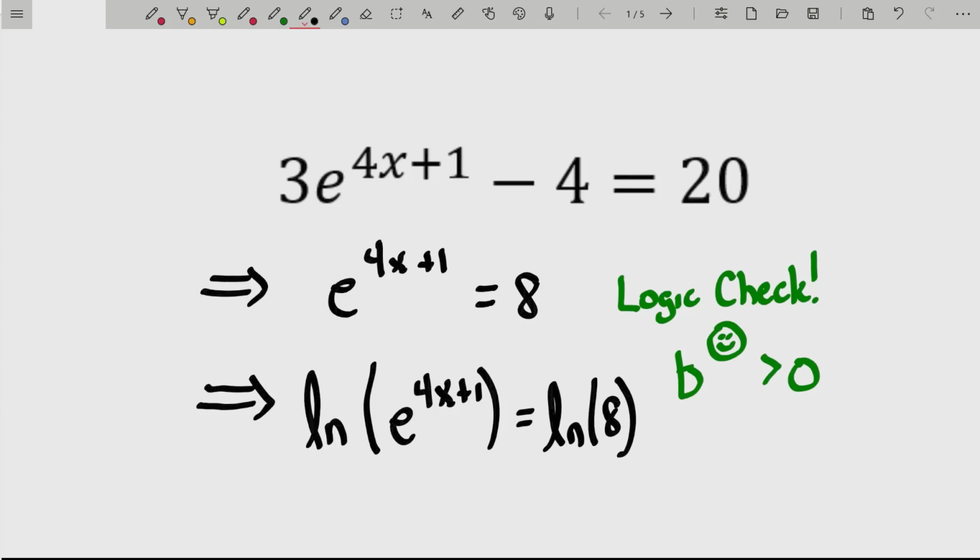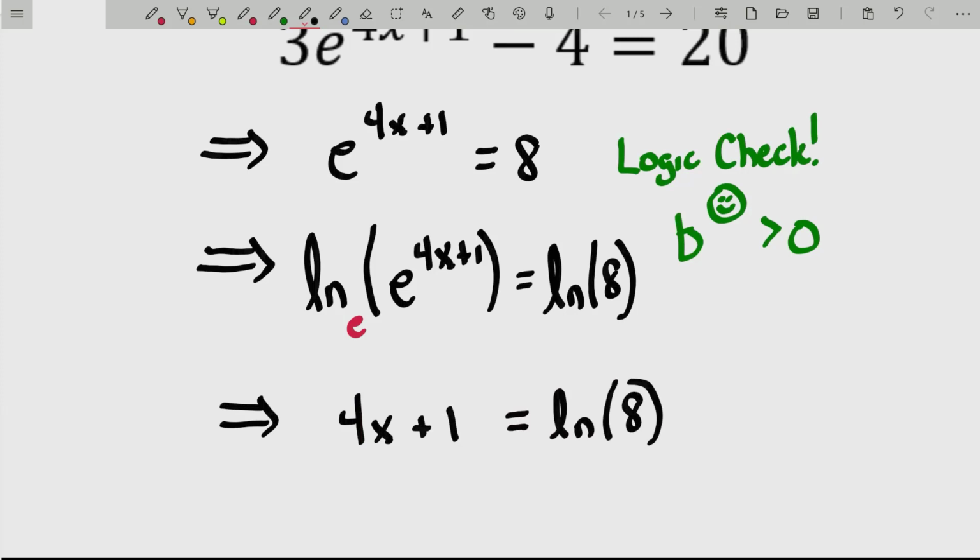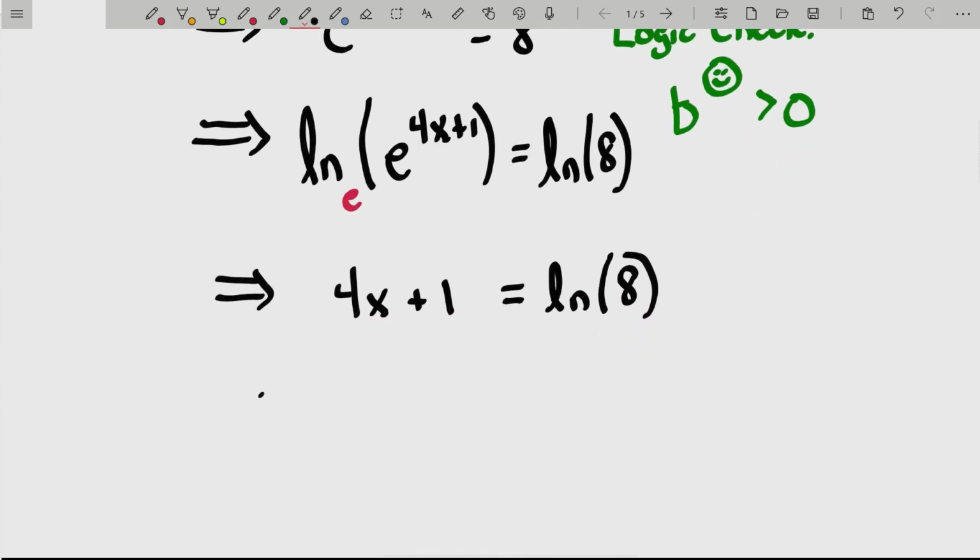And of course, the natural log has a base of e on it, and so therefore the natural log base e of e to the 4x plus 1 is 4x plus 1. So I'm going to write this as 4x plus 1. This is just using a property of logarithms. I will then subtract 1 from both sides. Basically, just solve for x. Subtract 1, divide by 4.